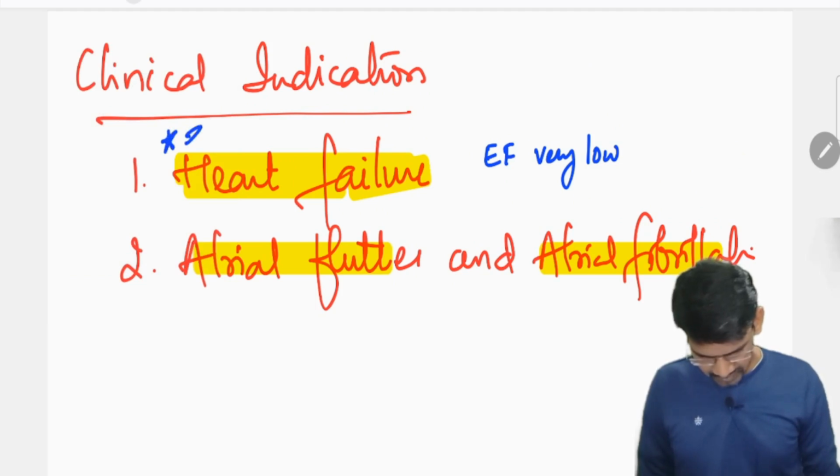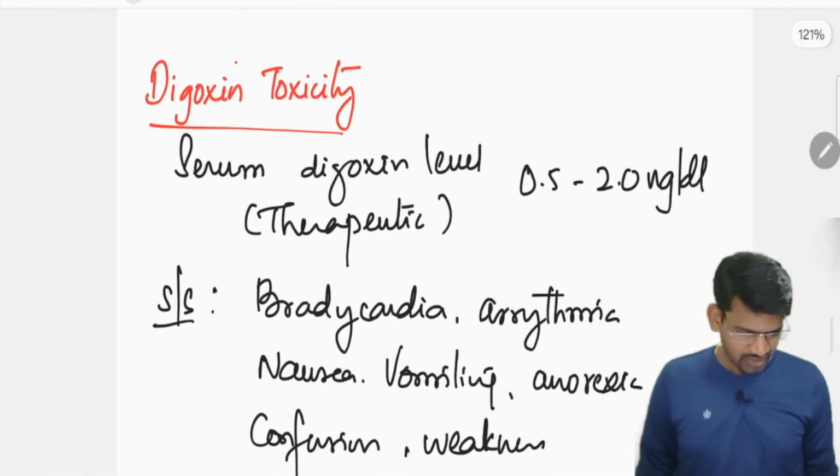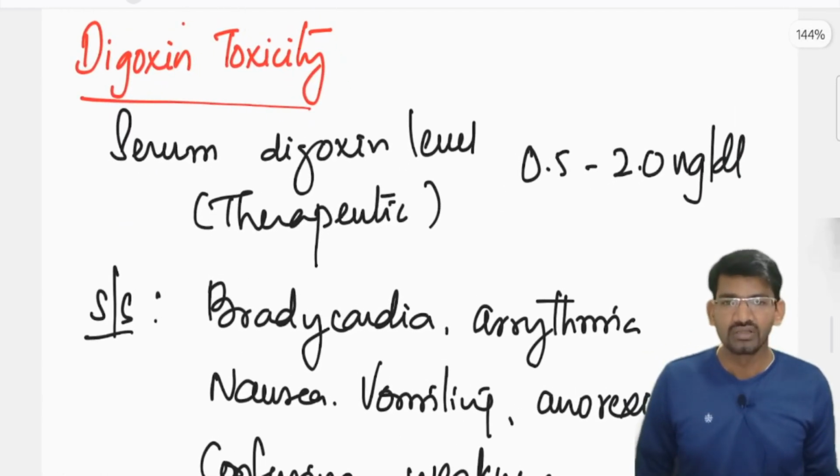These are the two very important indications, you must remember them. Remember this many times, in the exam we get this question. Next we'll see what happens when there is excessive use, toxicity or overdose of the drug. Whenever the patient is on digoxin, we have to monitor the serum digoxin level.